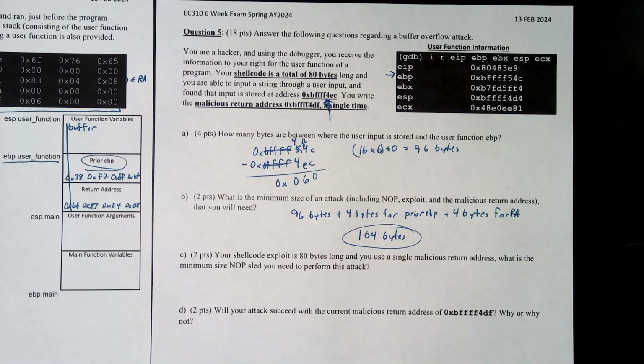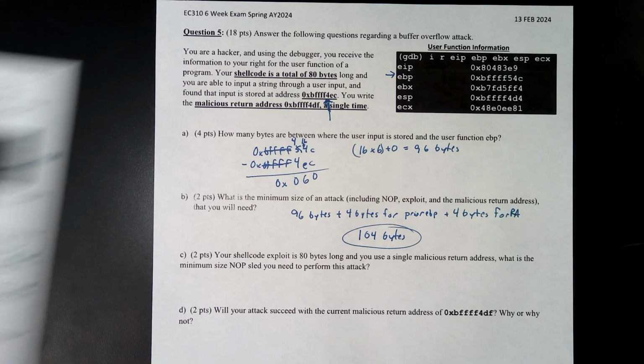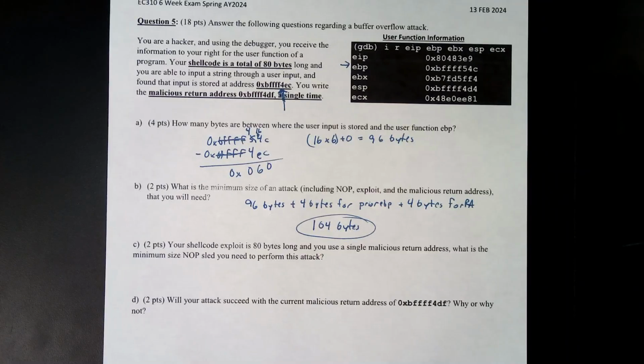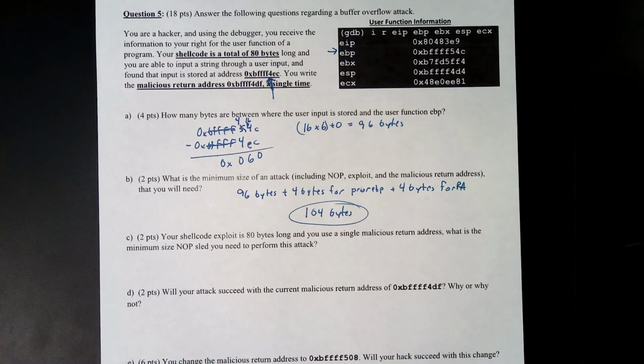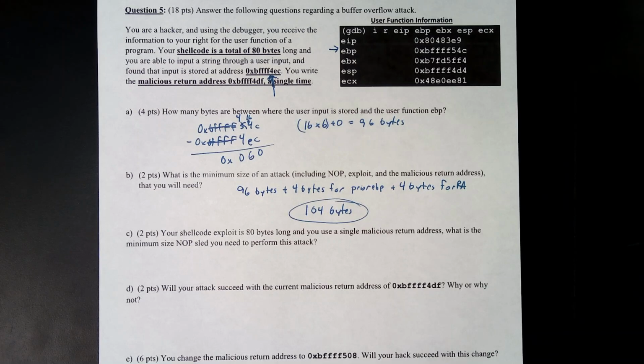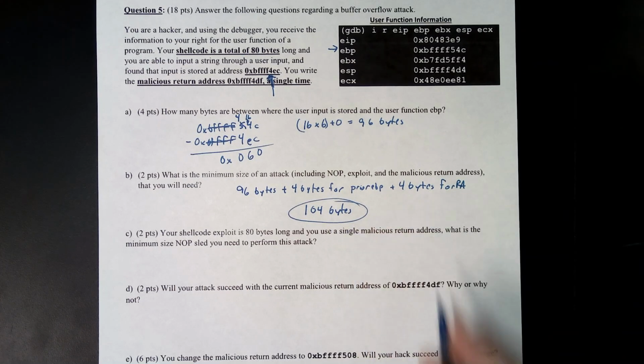Okay. Your shellcode exploit is 80 bytes long and you are using a single malicious return address. What is the minimum size no-op sled you need to perform this attack? So I can get rid of this other diagram now, and we can just think about it in this context. So we have 104 bytes for our entire attack.